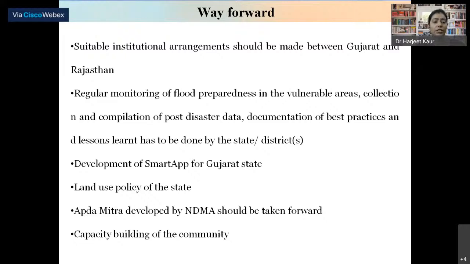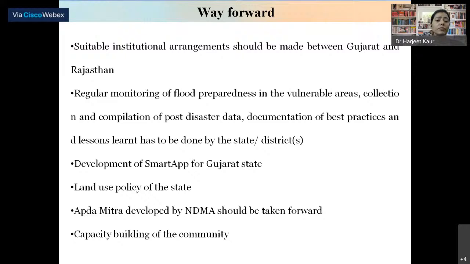Then we need to document lessons learned from a disaster. Our Prime Minister Shri Narendra Modi ji, in the Prime Minister's 10-point agenda, also mentioned that we need to document and prepare a report of every disaster, and we need to learn from every disaster.